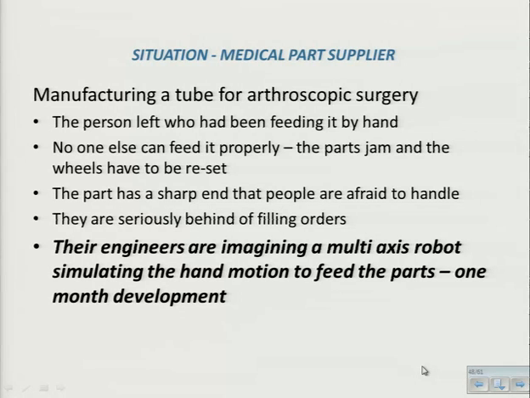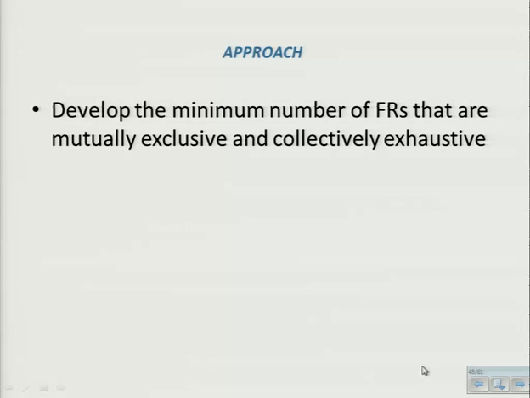And so they had thought that we'll need at least a month of development. We'll have to spend some time selecting the machine. Then we've got to program it, and we've got some expertise. All right. So what is the minimum number of FRs that we would need that are mutually exclusive, collectively exhaustive, in order to feed the part into the machine?